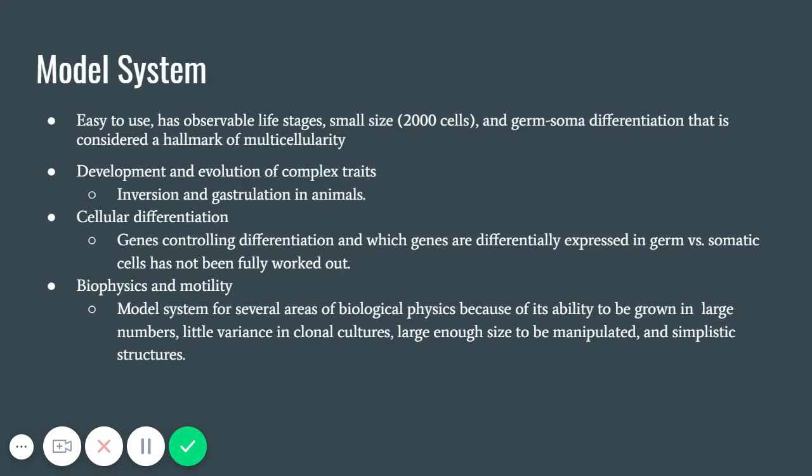Volvox is also a useful model for several areas of biological physics, such as hydrodynamic interactions and flagellar motility because of its ability to be grown in large numbers, the little variance in clonal cultures, its large enough size to be manipulated, and its simplistic structures.